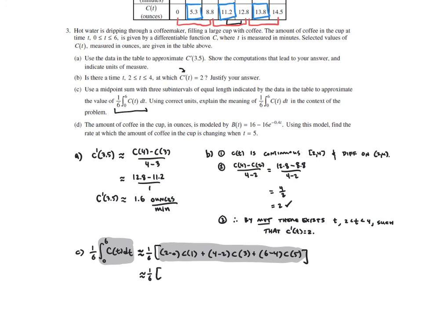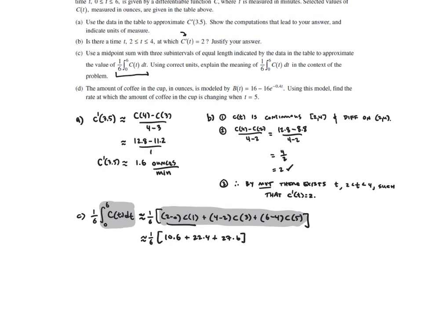Okay, so this would be 2 times 5.3. 2 times 5.3 is 10.6. Okay, and then 2 times 11.2. 2 times 11.2 is 22.4. Plus 2 times 13.8. That'll be 27.6. I think. 13.8, 27.6. Yeah, that works out.